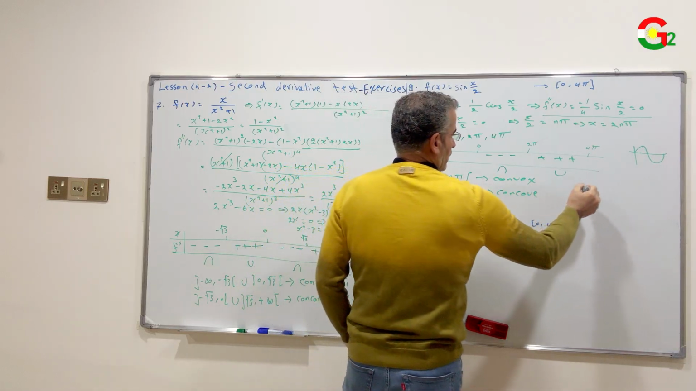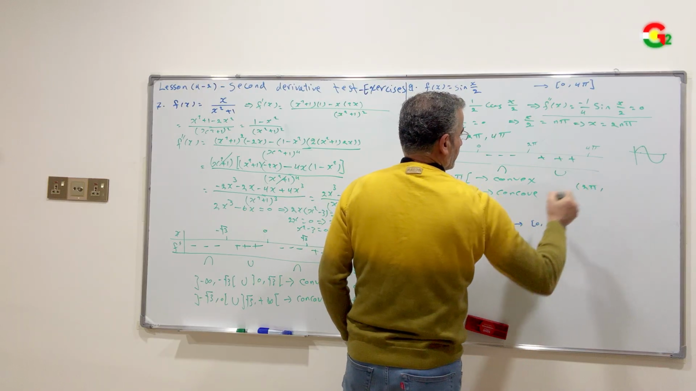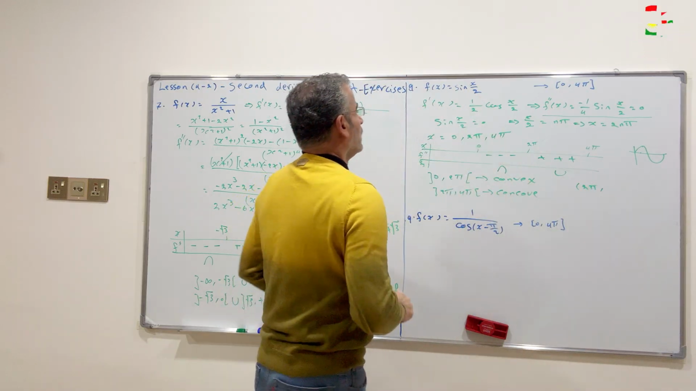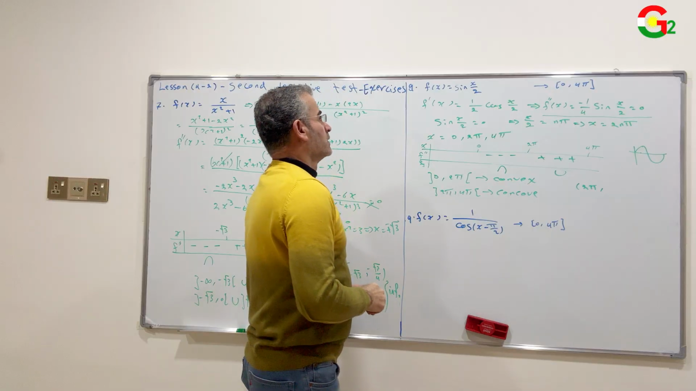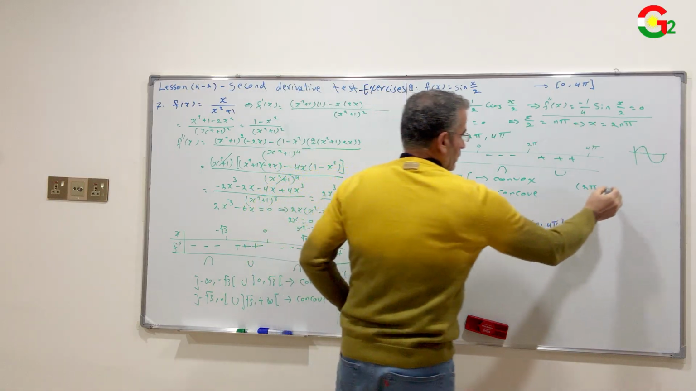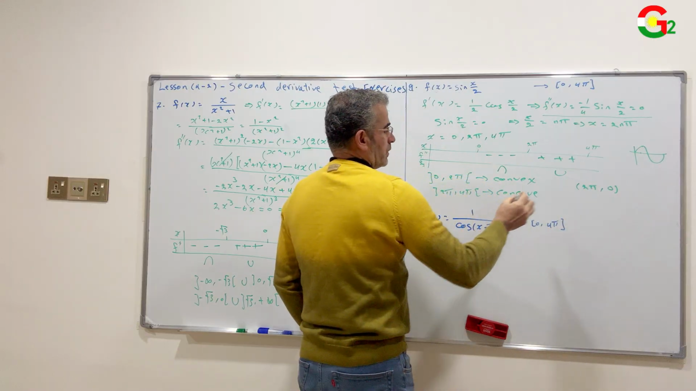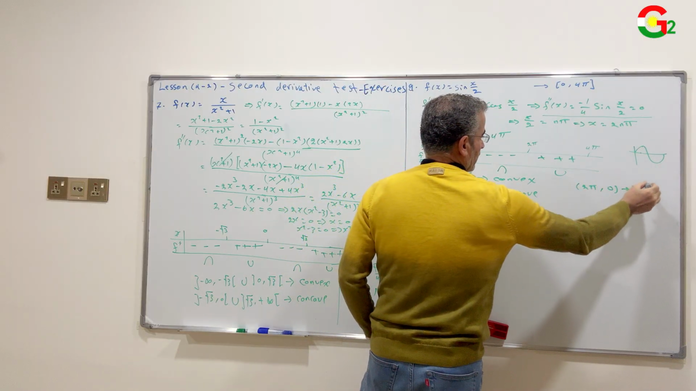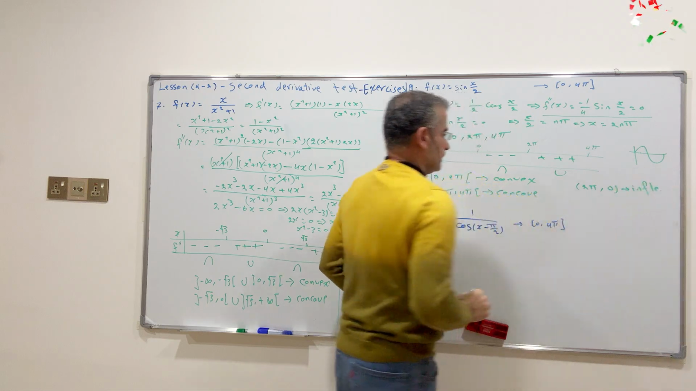And the point 2 pi, substitute 2 pi in the function, sine pi 0, point 2 pi 0 is an inflection point.